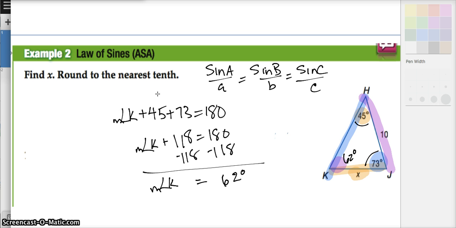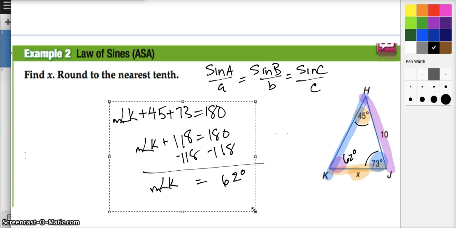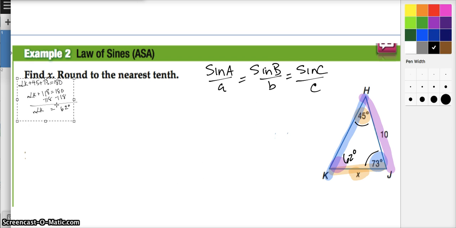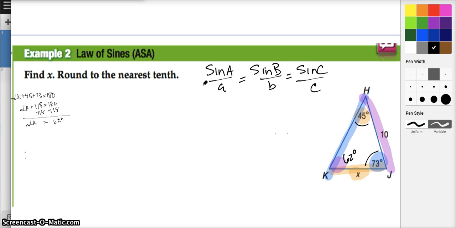So now that I have that the measure of angle K is equal to 62 degrees, I don't really need this information anymore. Now I'm going to apply the law of sines. Let me shrink that, get that over here. So how does the law of sines work for us here? Use what we got, which is 10 and 62, those two sides. So the sine of 62 degrees over 10 is equal to, use what we got to get what we want, sine of 45 degrees over x.